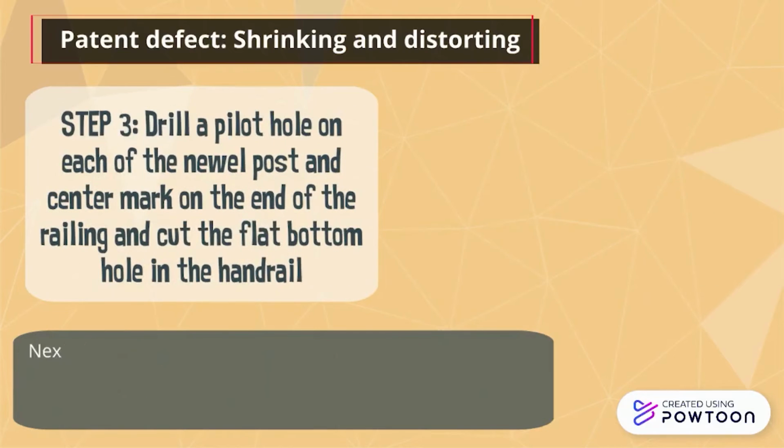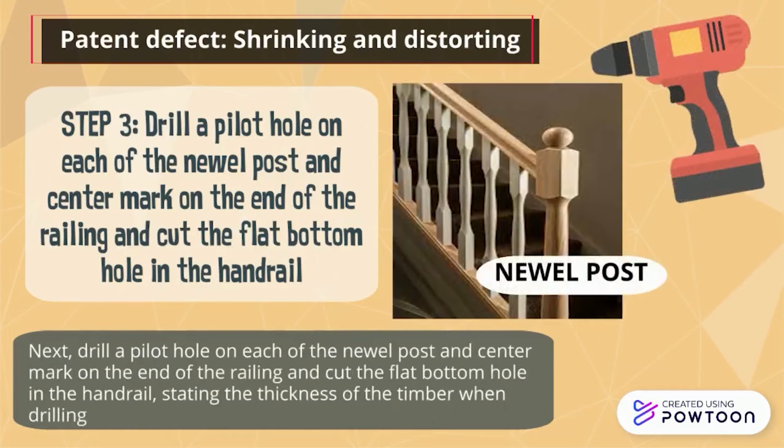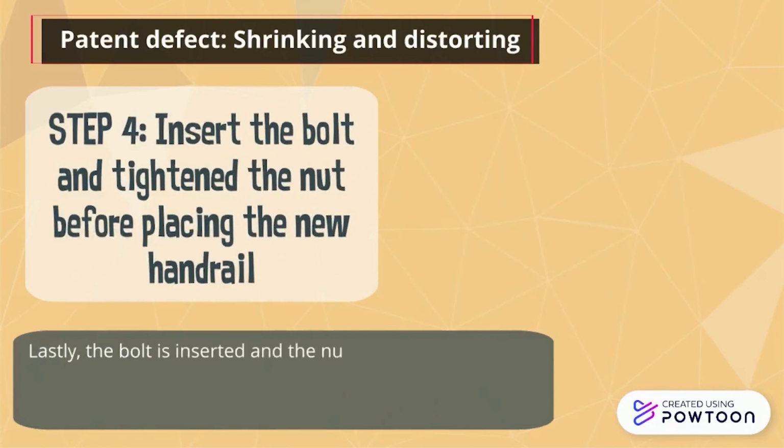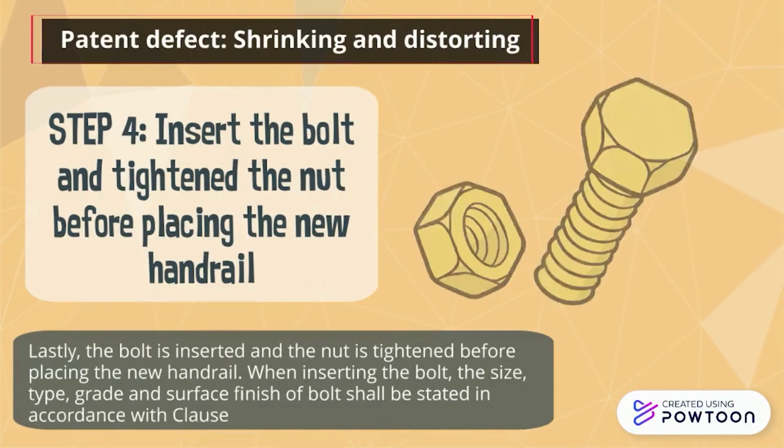J.28.1. Next, drill a pilot hole on each of the newer posts and center mark on the end of the railing, and cut the flat bottom hole in the handrail, stating the thickness of the timber when drilling the hole according to clause M.28.1.a. Lastly, the bolt is inserted and the nut is tightened before placing the new handrail.